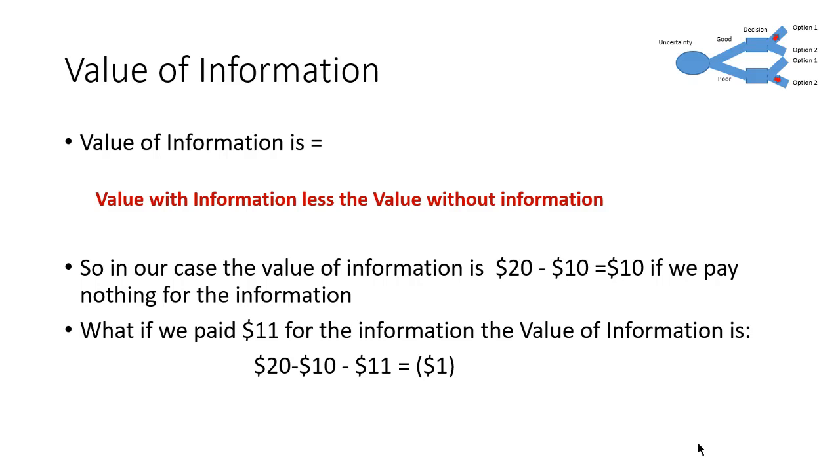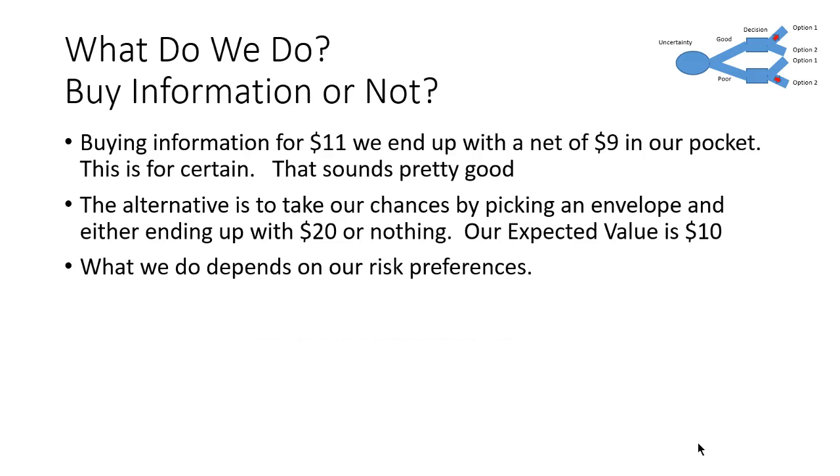But what if we paid $11 for the information? Then the value of information is 20 minus 10 minus 11, which is a minus 1. So what do we do? Do we buy information or not? Buying information for $11, we end up with a net of 9 in our pocket. This is for certain. That sounds pretty good.